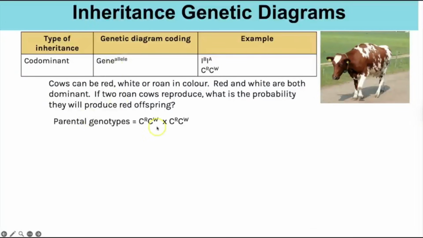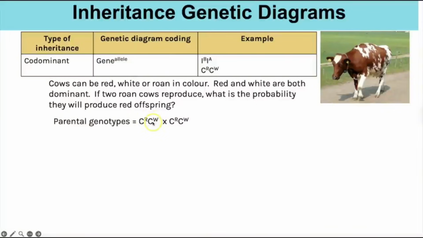So for this one, parental genotypes, red and white or roan. Red and white are both dominant. So that means those are our two dominant alleles. Now, they'll probably give you more information than that in a question to make it explicitly clear that roan isn't a third allele. They'd need to either tell you it was codominant or give you a hint towards that a bit more. So here, red and white are both dominant.